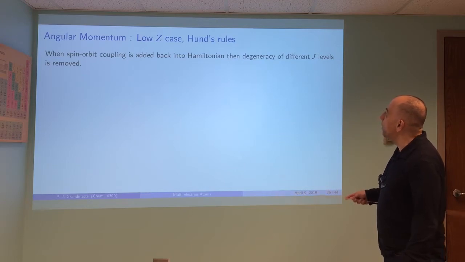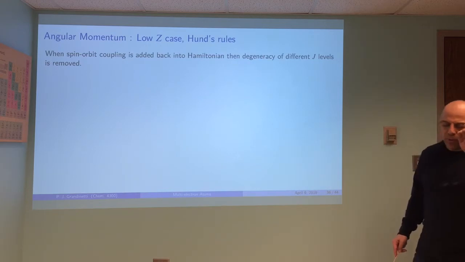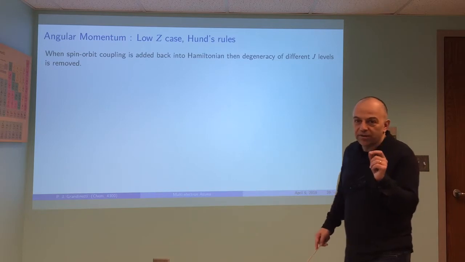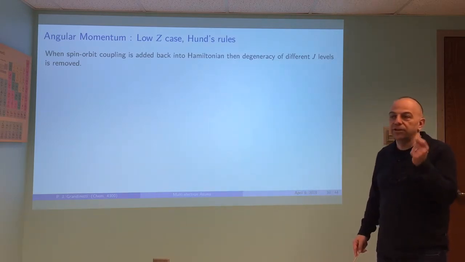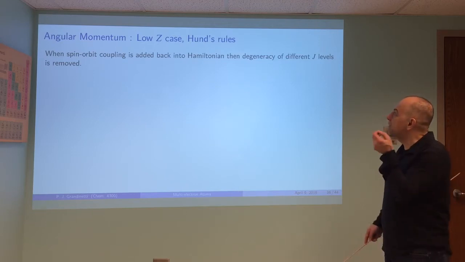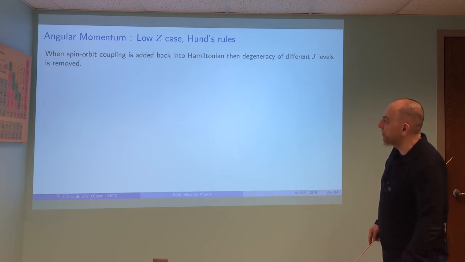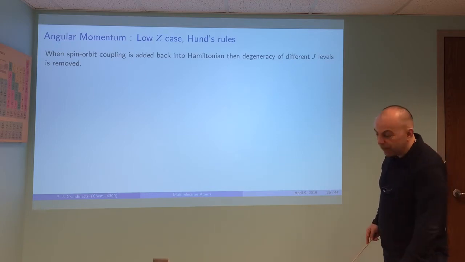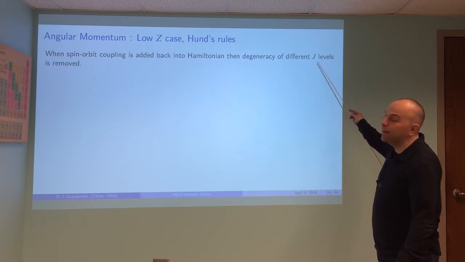Now, when we put spin-orbit coupling back into the picture, then what we saw, if you remember way back in the chapter on the hydrogen atom, was that J was what we needed to look at to determine the actual energies, and that spin-orbit coupling actually lifted the degeneracy between the different J levels. So without the spin-orbit coupling, all the J values had the same energy, but once you add in spin-orbit coupling, the J values will then have different energies.